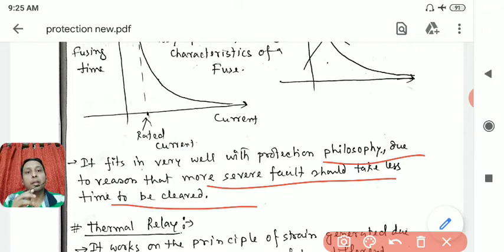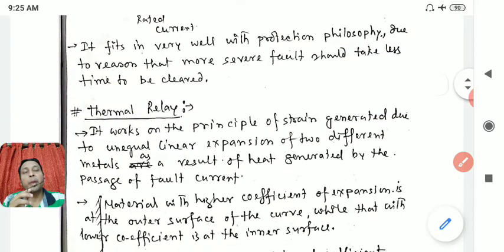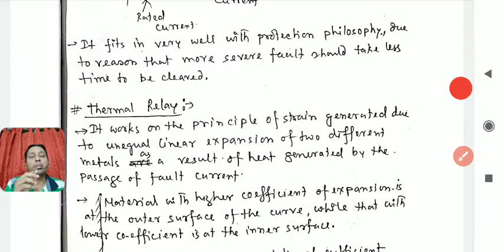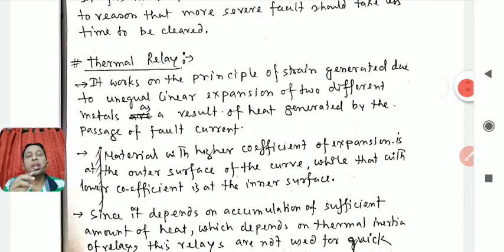So the next thing that comes after the fuse is the thermal relay. What is a thermal relay? In a thermal relay they use bimetallic strips of two different types of metal, where strain is generated. How? If we pass current through it, then it will be heated, and with that heat, it bends, or strain is generated. Here two metallic strips are used. One is of higher coefficient, one is of lower coefficient. One will bend more, one will bend less. I have given the drawing here.